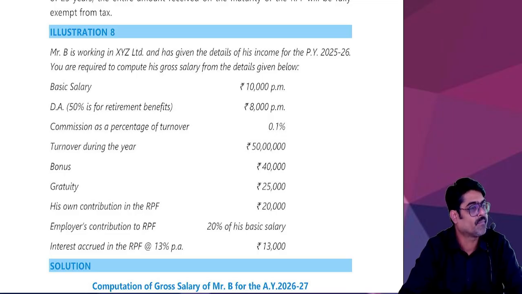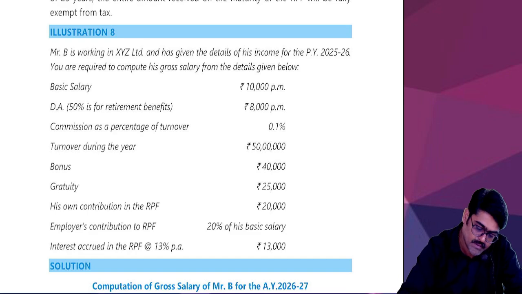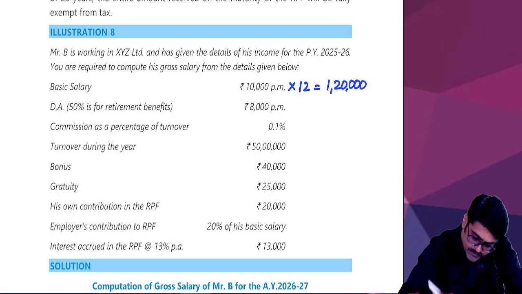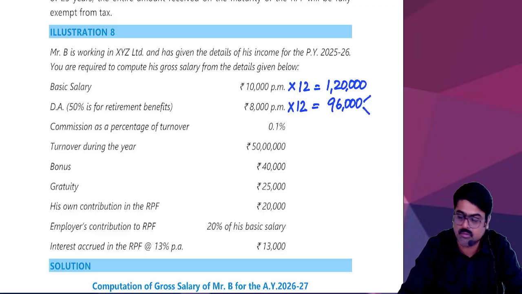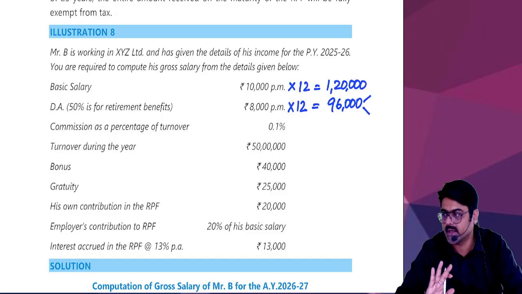Yes or no? Now, basic salary. What are you going to do? Come on, tell me. 10,000 per month into 12 will be how much? This will be taxable. Then DA, 50% is for retirement benefit. 8,000 into 12 will be how much? 96,000 will be your DA. But out of that, 48,000 is in terms and 48,000 is not in terms. Both are taxable.